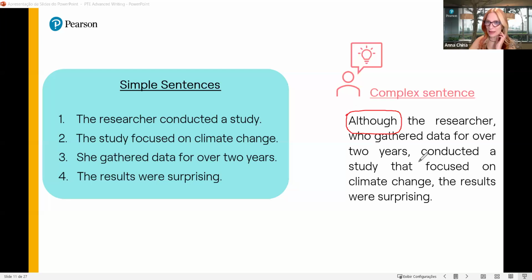The researcher who gathered data for over 2 years conducted a study that focused on climate change, and the results were surprising. There you go. So it's the example that previously a teacher, I can't remember who, said that they just add the conjunctions there, and it seems that they know that they have to put conjunctions, but they're just not sure how to deal with it. Because the although, what is the function of although?